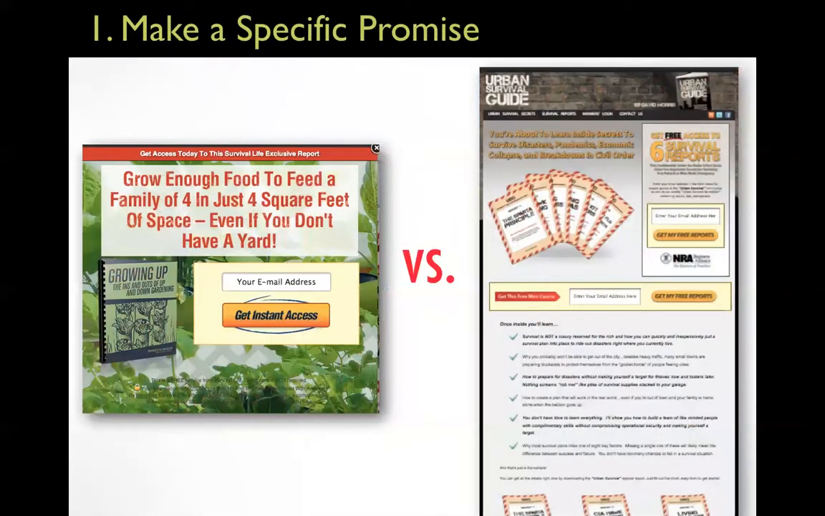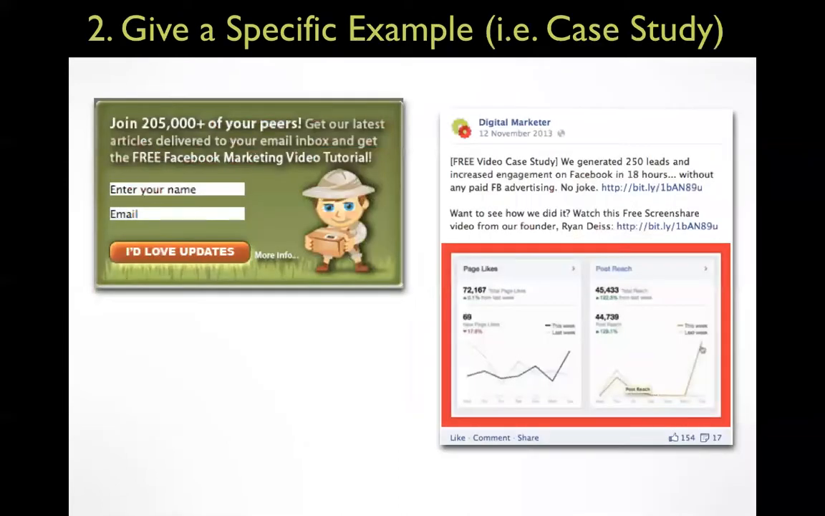So it makes a specific promise. So here we go. Make a specific promise. "Grow enough food to feed a family of 4 in just 4 square feet of space, even if you don't have a yard," versus "You're about to learn inside secrets to survive disasters, pandemics, economic collapse, and breakdowns in civil order." Give a specific example, i.e. case studies. I love case studies. They're great.